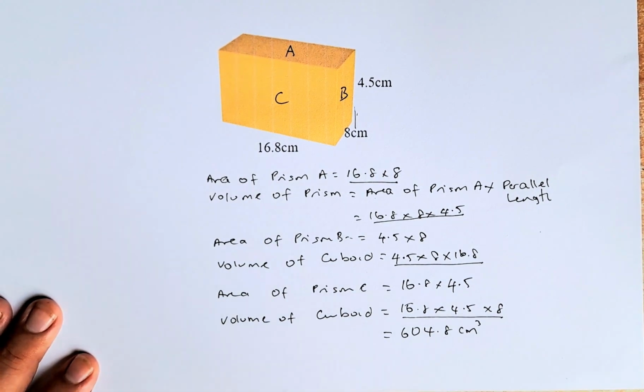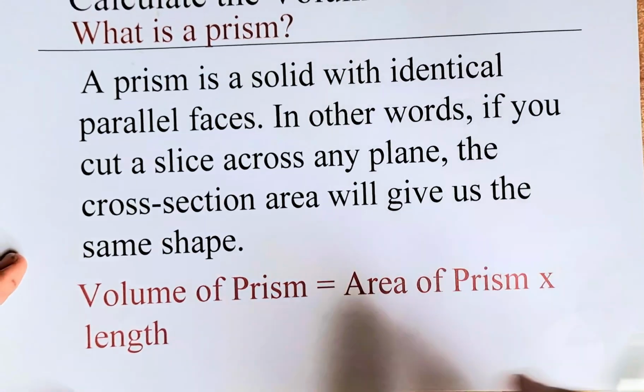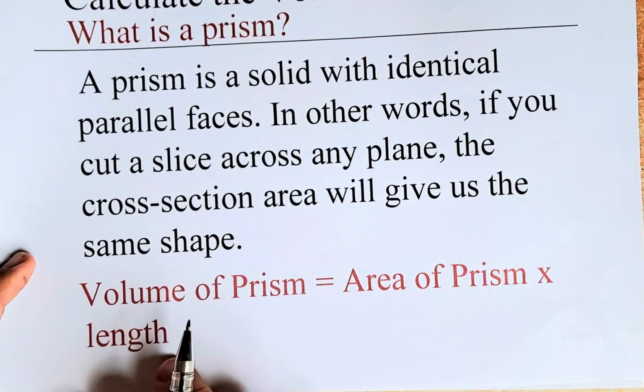In high school, instead of learning that the volume of a cuboid is length times width times height, you have to learn that the volume of a prism is given by this formula: the area of the prism multiplied by the parallel length.